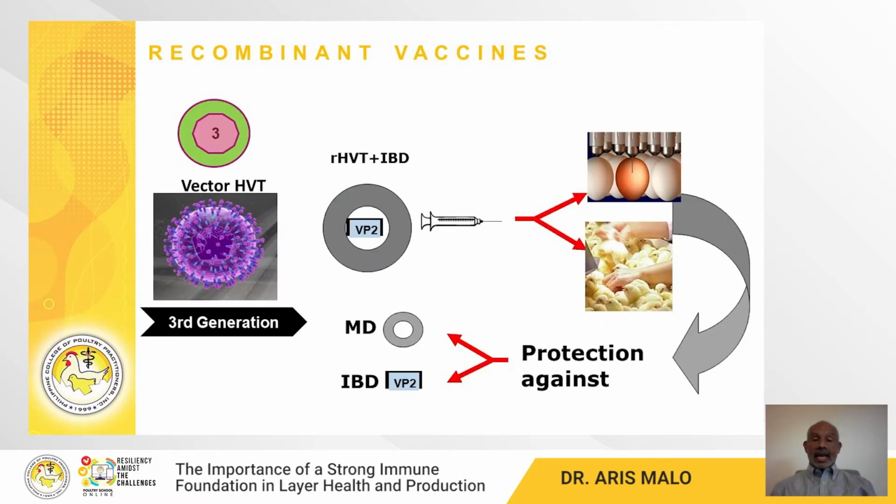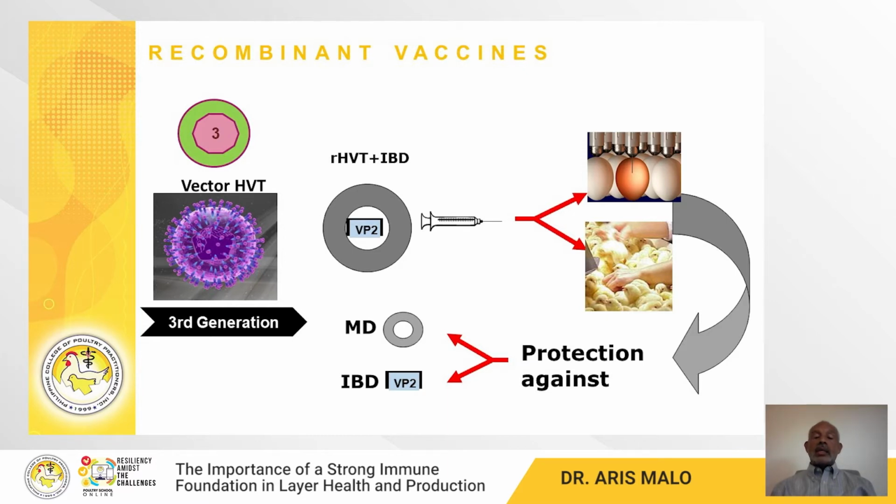In the next slide, we see that they consist of the HVT as a vector, and a part of the genetic material of the IBD viruses has been introduced into the genetic material of the HVT. And with the replication of the HVT, it will express a protein of the IBD virus, which is called the VP2, viral protein 2, which is important for protection.